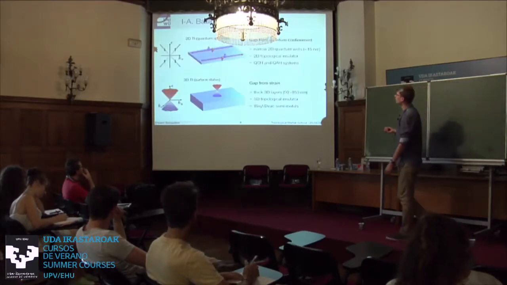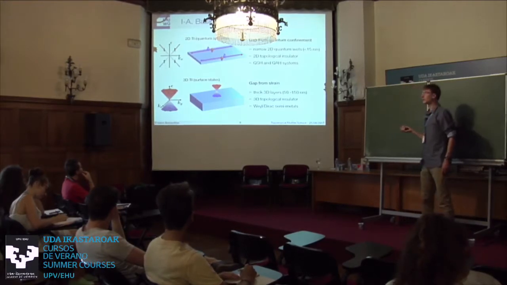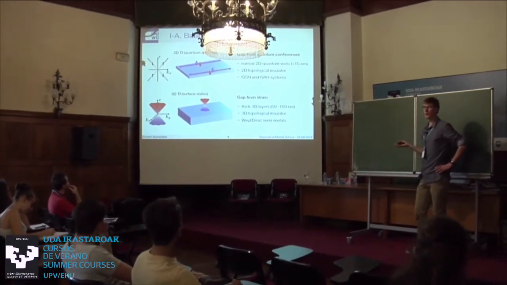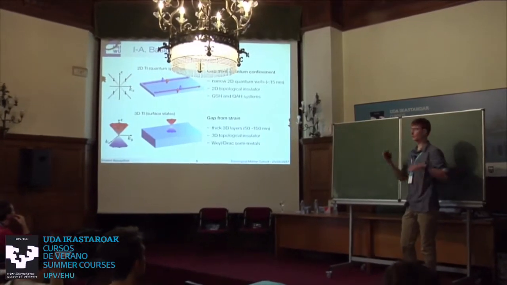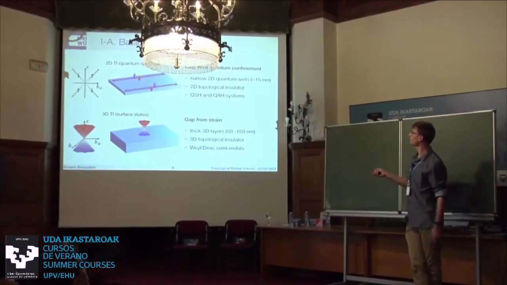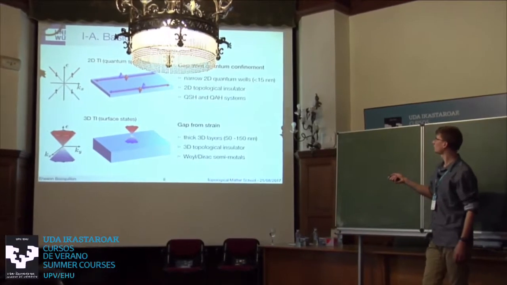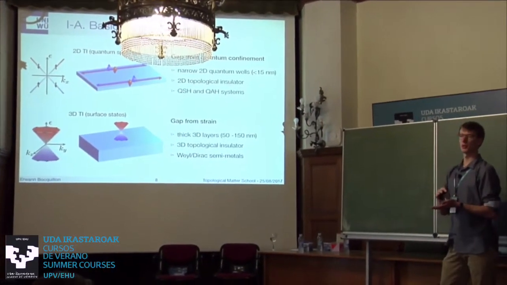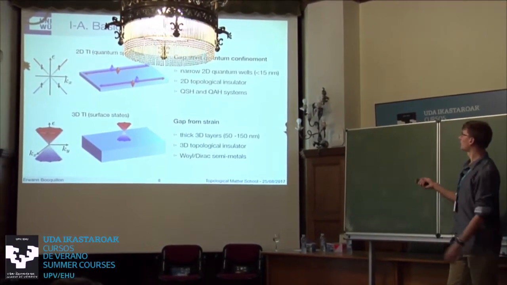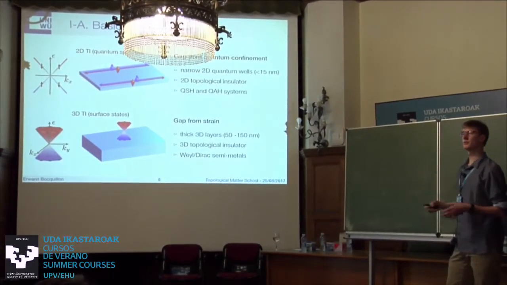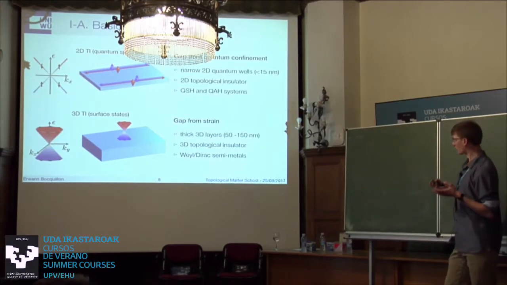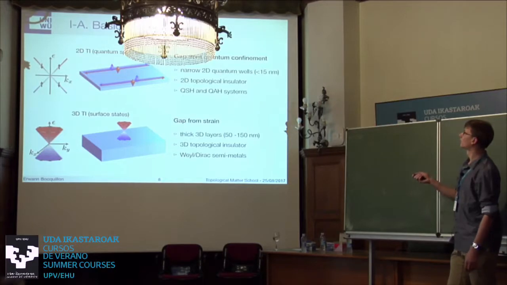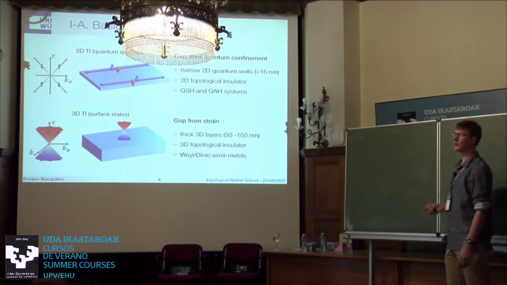The way we do that is twofold. First, you can use quantum confinement to open a gap. So you confine in the z direction, and you create very narrow quantum wells like this. In that case, this quantum confinement will be enough to open a gap in the bulk. And this is how you go to a two-dimensional regime and to a two-dimensional insulator.